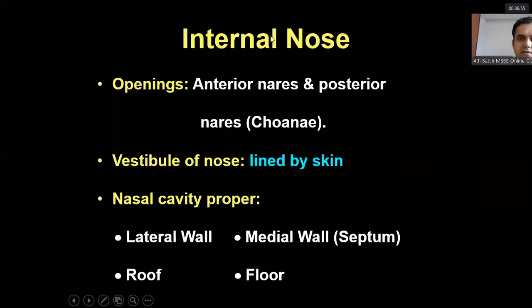We just finished the external nose, and now we are going to talk about the internal nose. The internal nose has two openings, the anterior opening and the posterior opening. You can see the anterior opening, but you cannot see the posterior opening. These are also called the choanae.